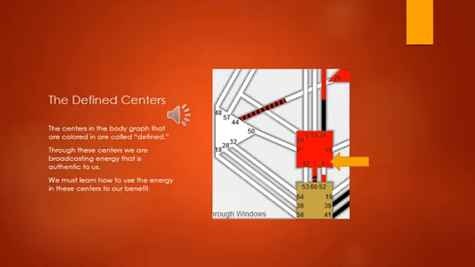The centers in the body graph that are colored in are called defined. Through these centers, we are broadcasting energy that is authentic to us. We must learn how to use the energy in these centers to our benefit.